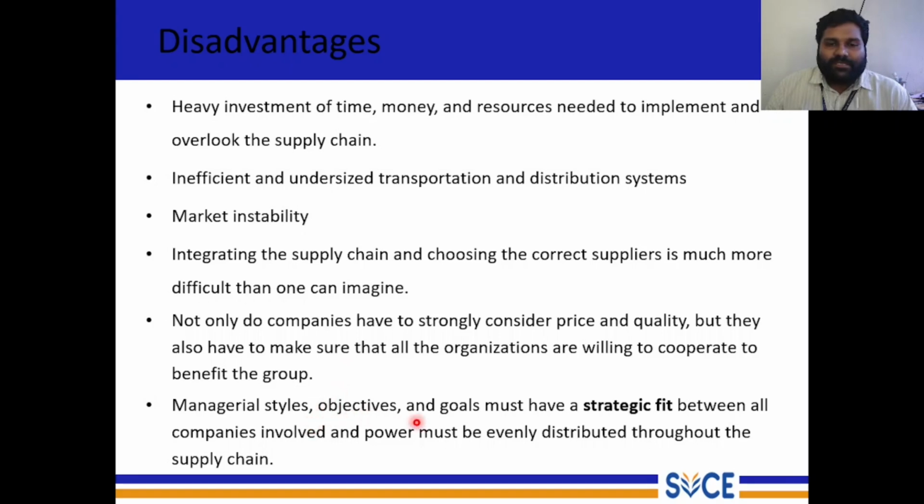Managerial styles and objective goals must have a strategic fit between all companies involved, and power must be evenly distributed throughout the entire supply chain, so that no one company can take actions that put the other company on a downfall.